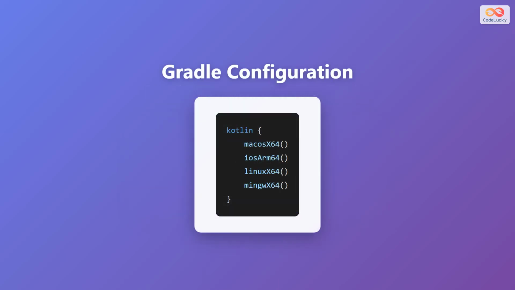To configure your project for multiple platforms, you define targets in the Gradle build file. The kotlin block contains platform-specific targets: macosX64 for Mac computers, iosArm64 for iOS devices, linuxX64 for Linux systems, and mingwX64 for Windows using MinGW.